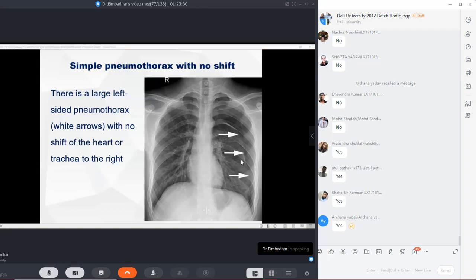Now all of this tells me that this is a simple pneumothorax. No shifting. Did you understand now how I was able to interpret the pneumothorax? It is quite easy. It is not really difficult at all.